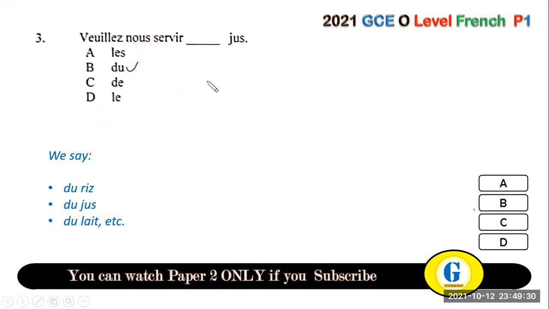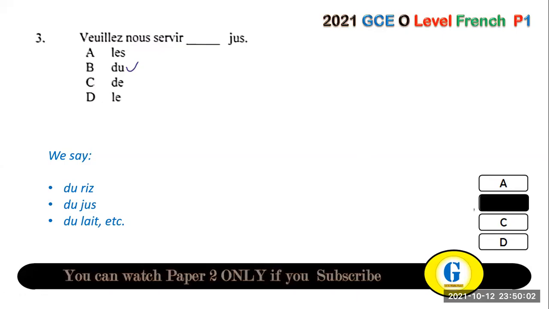Veuillez nous servir blablabla jus. Veuillez nous servir quel blablabla jus. Whenever we have something like food, le jus, or maybe rice, and so all of that, what we normally use is du. Du. Veuillez nous servir les jus. We don't count jus, so les cannot go here. The jus it does not really go very well, but du actually goes very well. So that's why here we say, veuillez nous servir du jus.